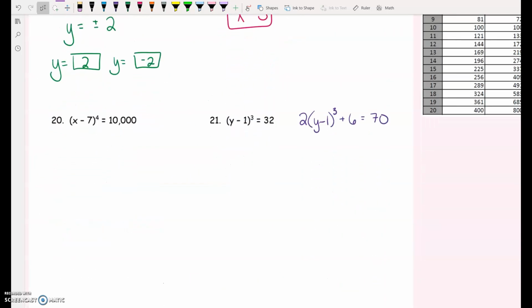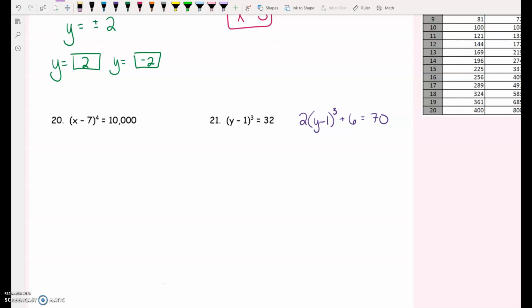Number 20. The important thing here is we just got done with properties of exponents, so a lot of people are tempted to turn this into x to the fourth minus 7 to the fourth. You cannot do that. That is absolutely not allowed. If it was 7x to the fourth, then yes, we could do 7 to the fourth, x to the fourth, because it's all multiplication in there. If there's addition or subtraction inside the parentheses, you cannot put that exponent onto the terms inside the parentheses.